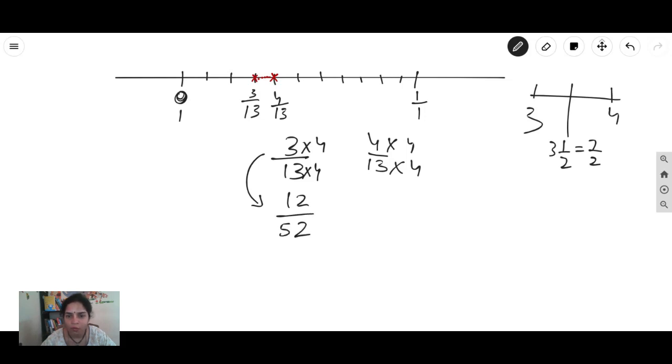The 4 over 13 will change to 16 over 52. Right? Now I got the same denominator. Now between 12 and 16, do I have numbers? Yes. What are the numbers? 13, 14, 15, right? I got that. So 13 over 52, 14 over 52, and 15 over 52. All these are the numbers that I wanted.